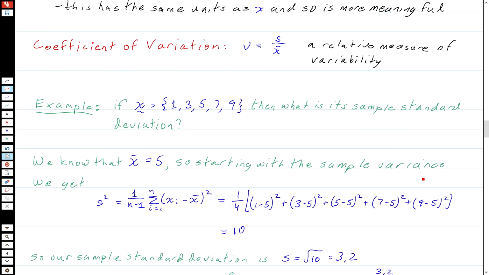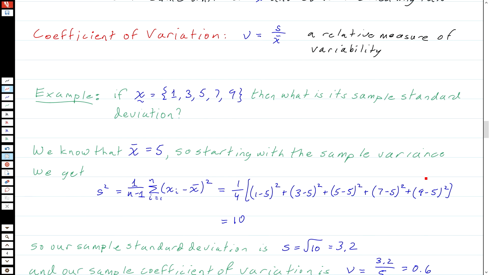Okay, just to give a little example here, if x is, again, our set of observations 1, 3, 5, 7, and 9, then what is its sample standard deviation? We've already computed x bar. We know that it is equal to 5. So let's start by looking at the sample variance. We get s squared equals 1 over n minus 1, times the sum of the squared deviations, which gives me 1 over 4 times (1 minus 5) squared plus (3 minus 5) squared plus (5 minus 5) squared plus (7 minus 5) squared plus (9 minus 5) squared. I add those all up and I get 10.